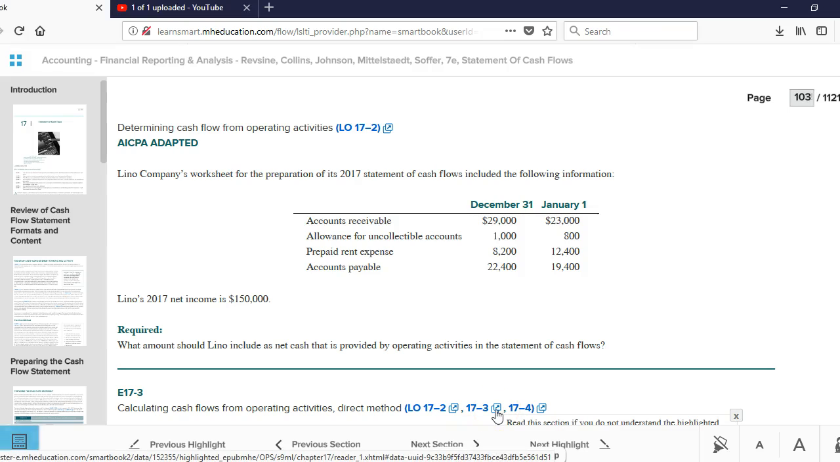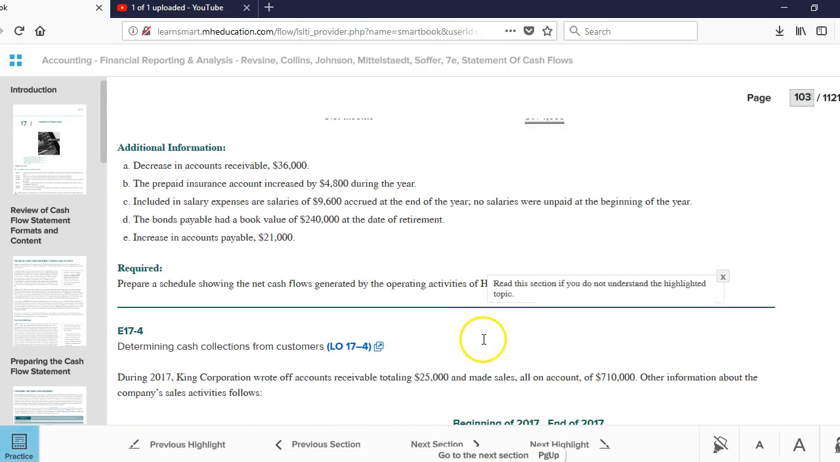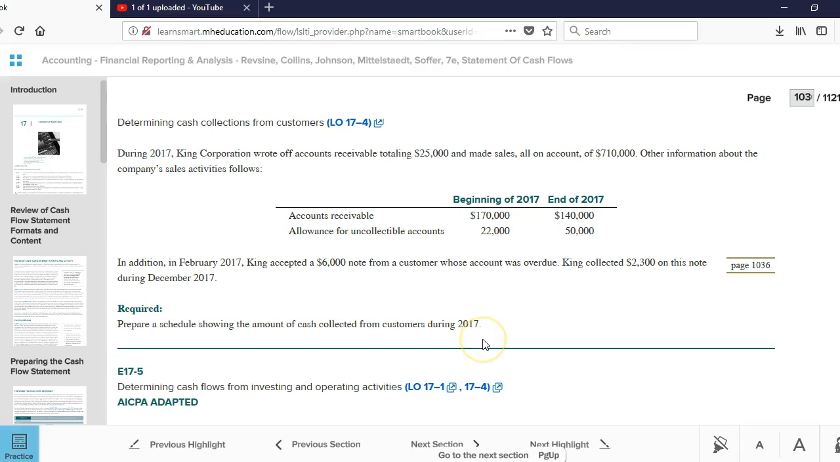The next one we'll take a look at, and I'm skipping anything that's direct, is 17-4. And 17-4 is just a way to help us determine collections from customers. This one has a twist in it, which is what separates this from Chapter 4. We did something similar in Chapter 4, but we're adding a twist to it now.